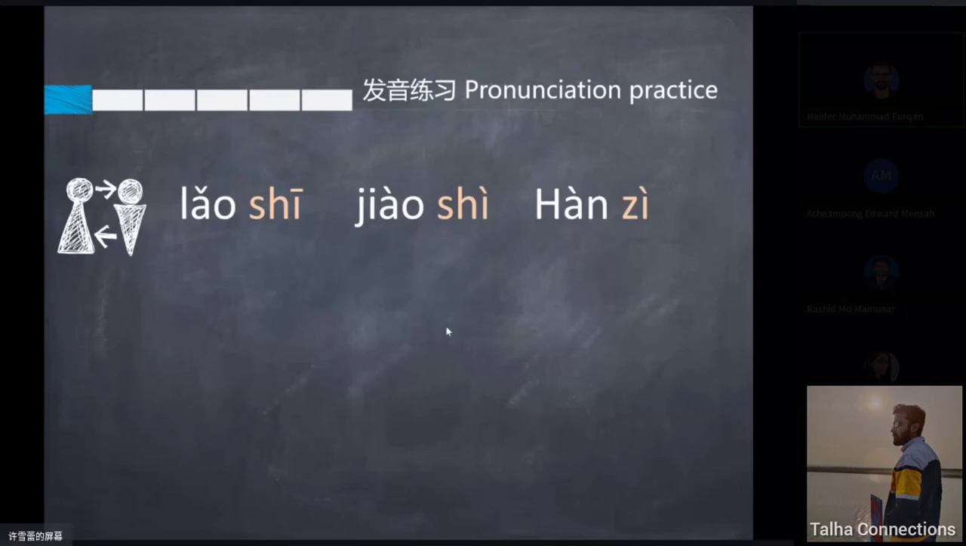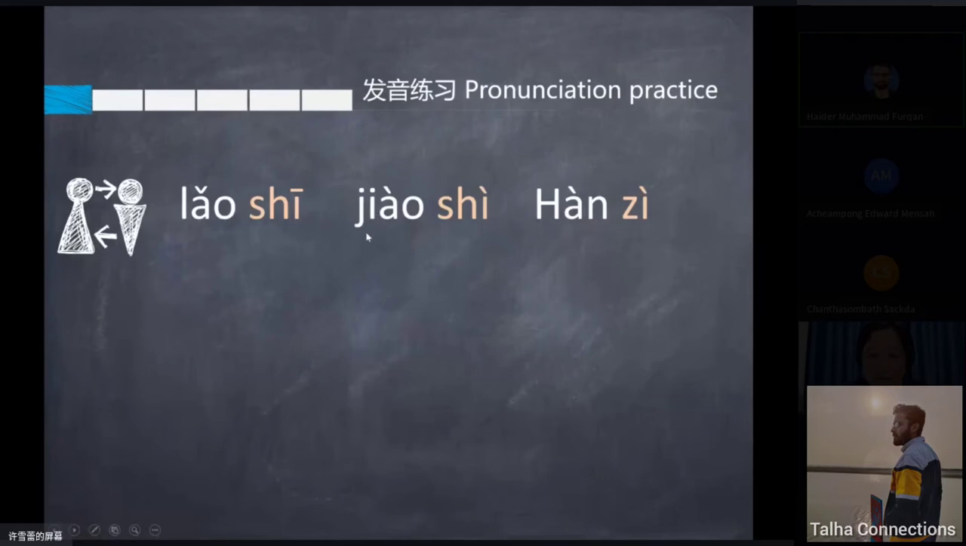Now let's practice more of those syllables read as a whole. Now, let's try this one. For the first syllable, we may regard it as the combination of the initial and the final. L, ao, lao. But this one, shi. So, lao shi. Lao shi. Which means teacher. Teacher. Lao shi.